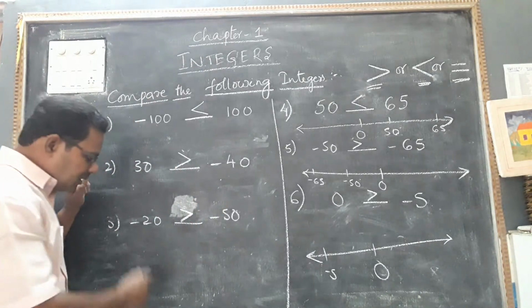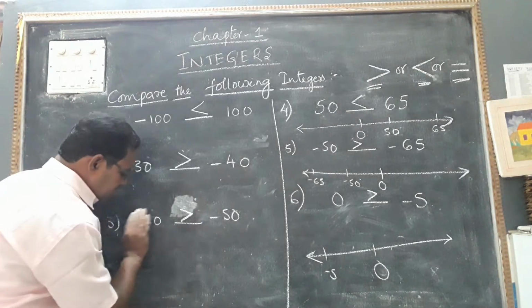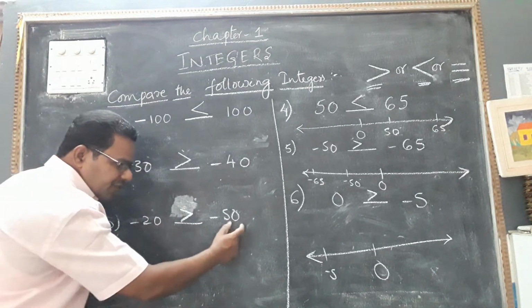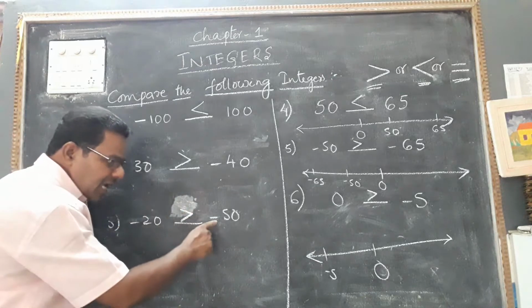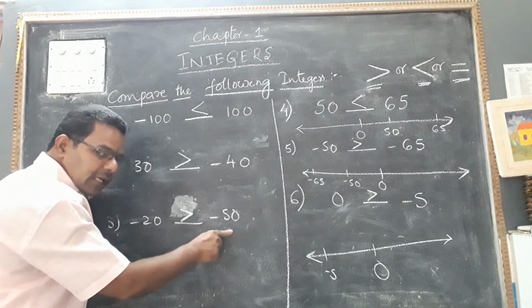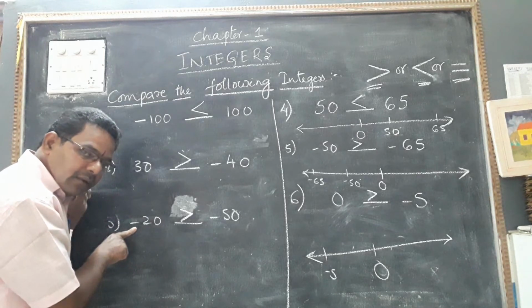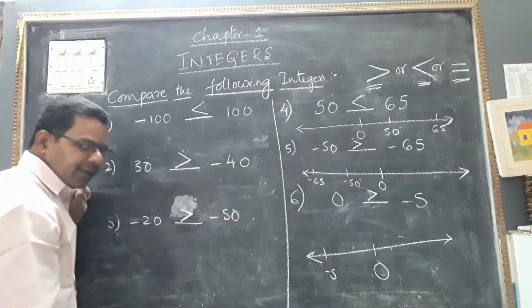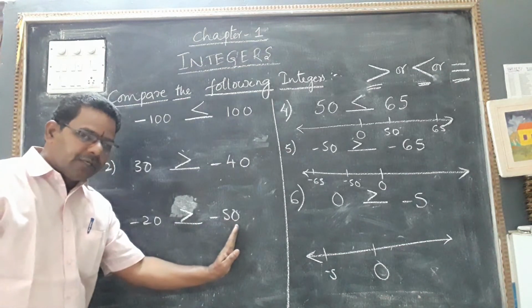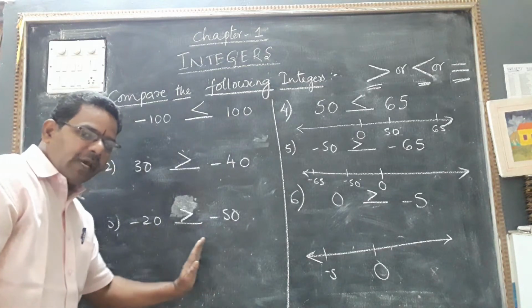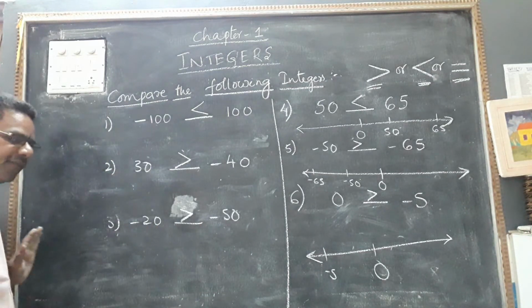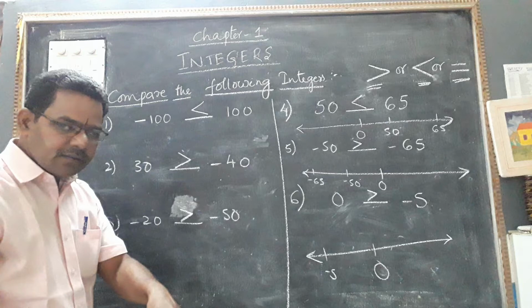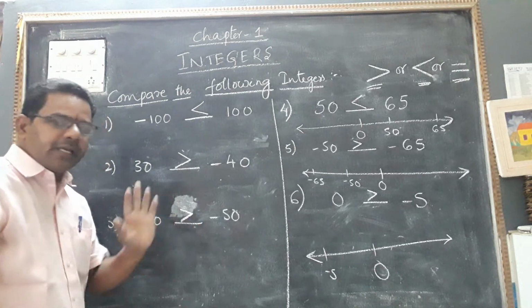Coming to the next one. Minus 20, minus 50. Forget about these symbols. 20 and 50. According to our number pattern, 20 is smaller and 50 is bigger. But 50 has a negative symbol, so this is smaller. 20 also has a negative symbol, then no problem. But minus 20 is bigger than minus 50. If you write the numbers towards the left, 0, minus 1, minus 2, minus 3, minus 4, like that, the bigger number with a negative symbol will become the smallest. So minus 20 is greater than minus 50.